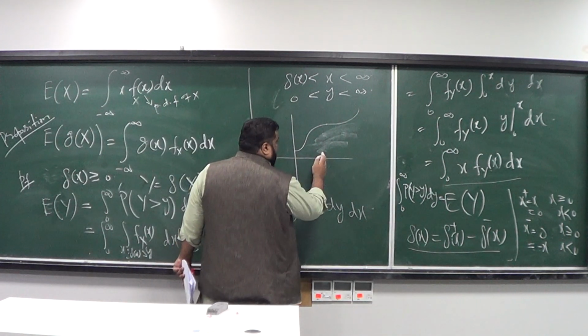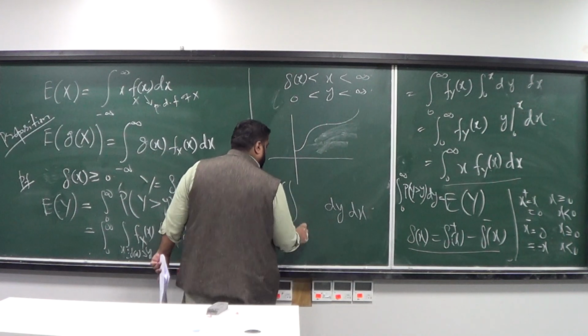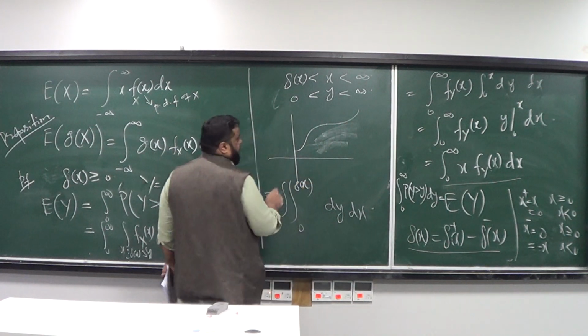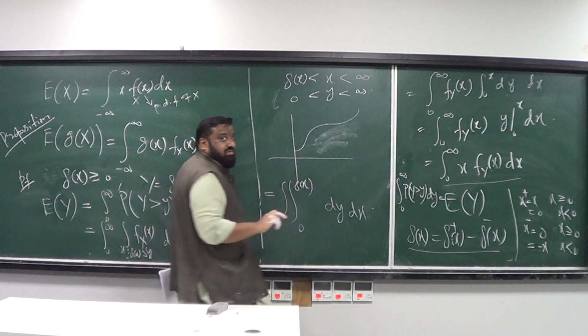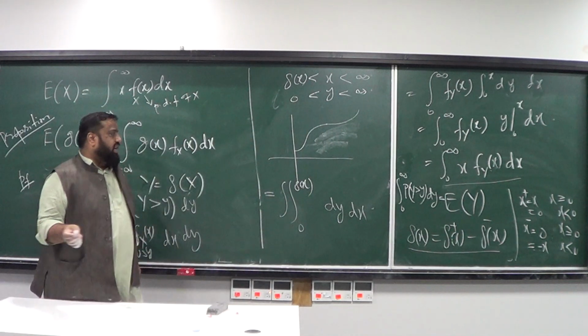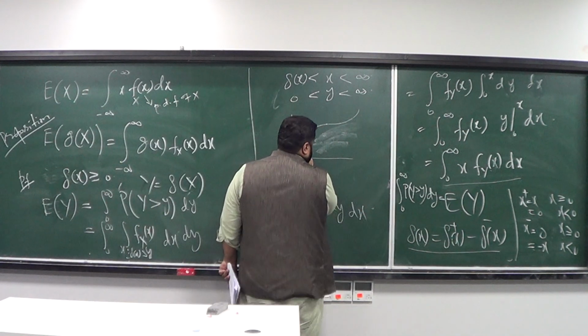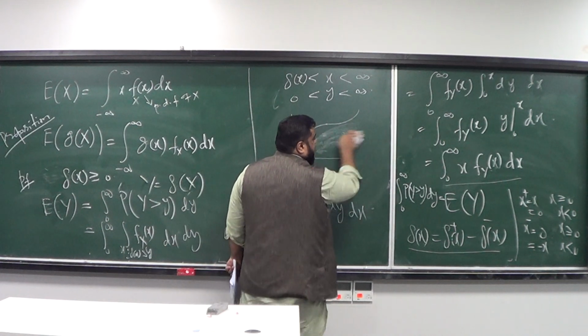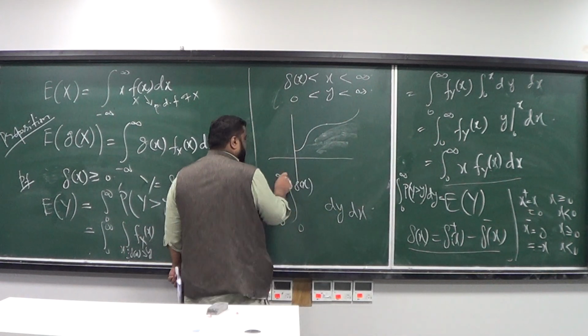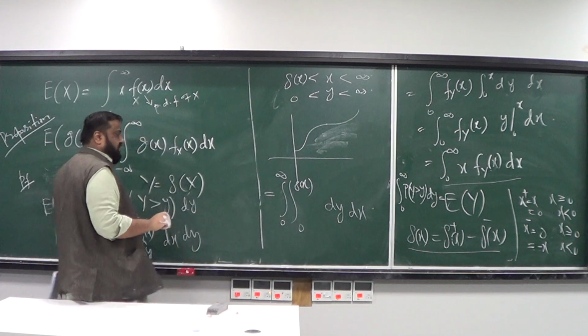Y goes from 0 up to the function of x actually. So you say 0 to g of x. So instead of a line, now you have a curve actually. And there is no difference in both. While the x goes from 0 always to infinity. Okay, 0 to infinity. This is what it is going to be.